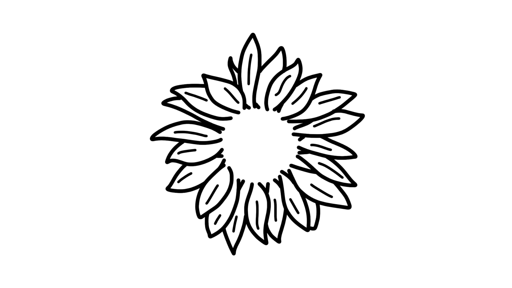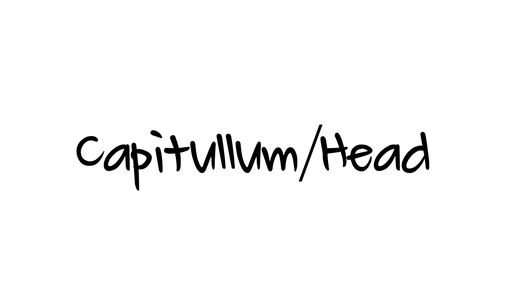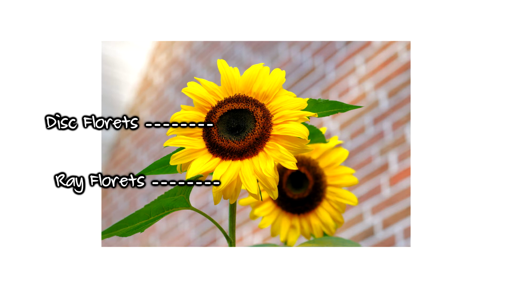Asteraceae, which consists of sunflowers, daisies, and dandelions, have a special type of inflorescence, called the capitulum or the head. What the normies will usually call a single sunflower consists of lots of little individual flowers called disc florets, and these big yellow things that look like the petals are ray florets.